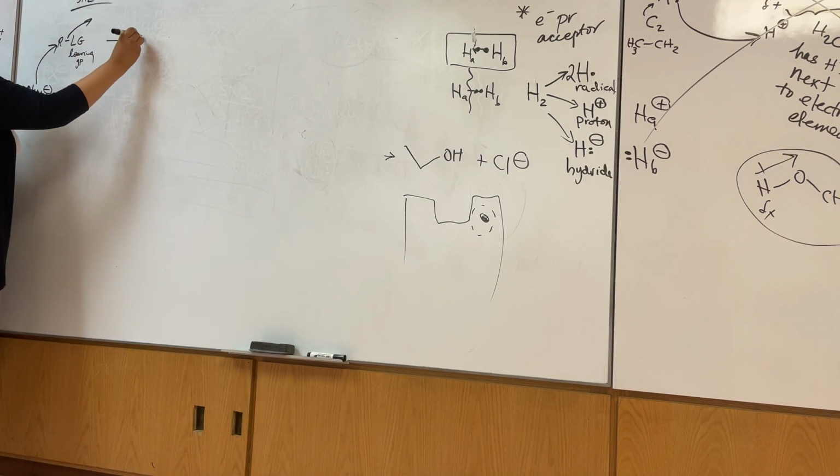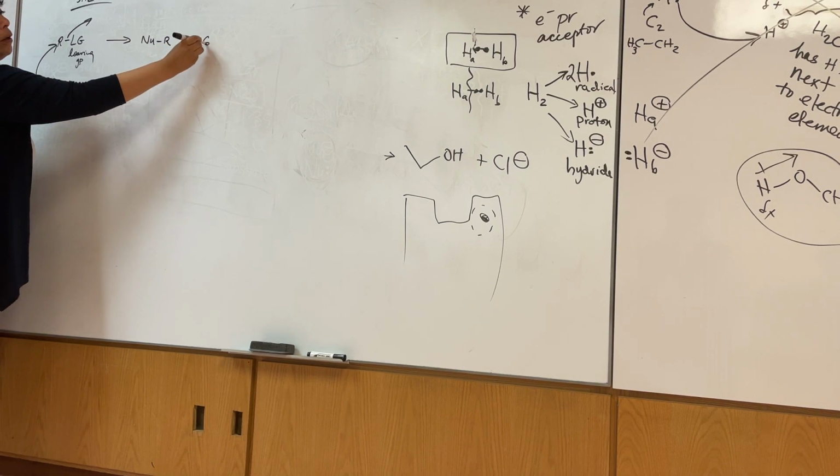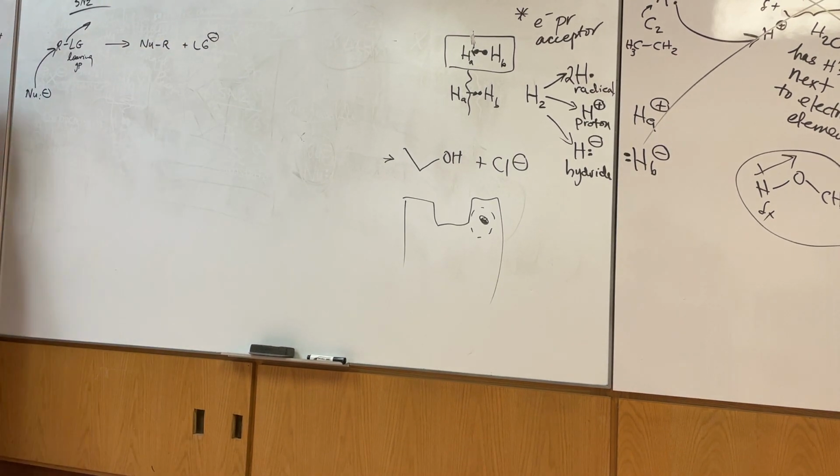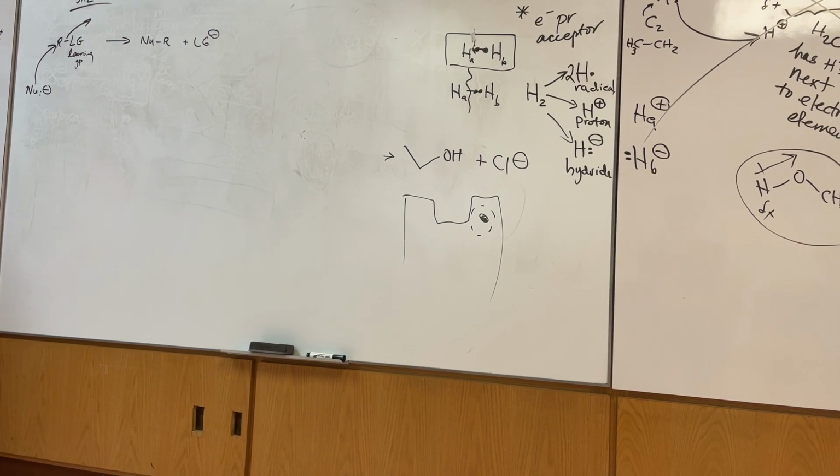So what do we end up with? Nu hooked up to R now, plus LG. And the LG is usually negative. So this is the summary of SN2. All right.